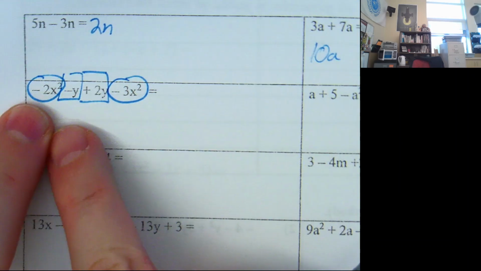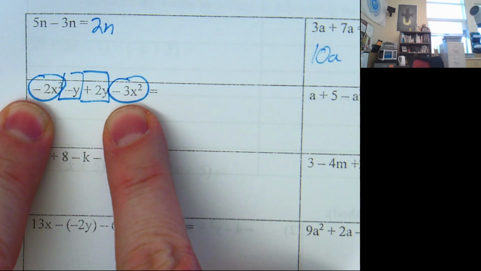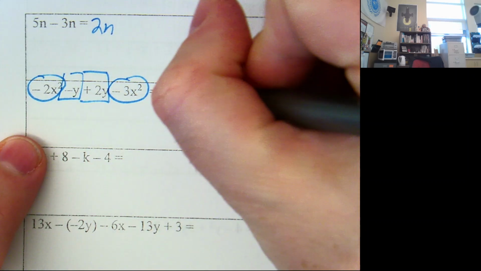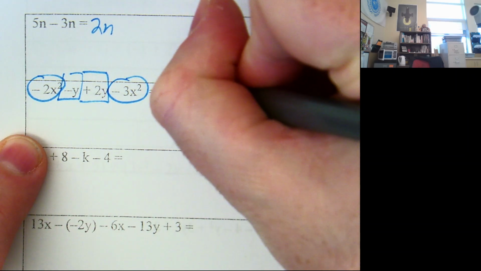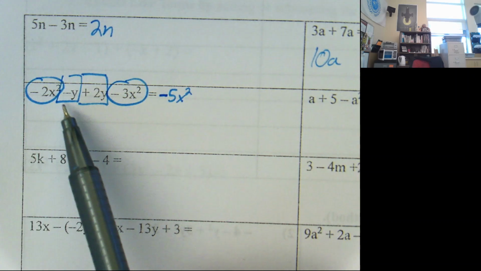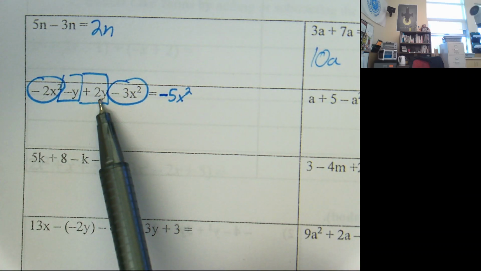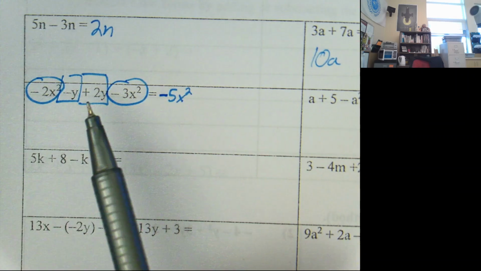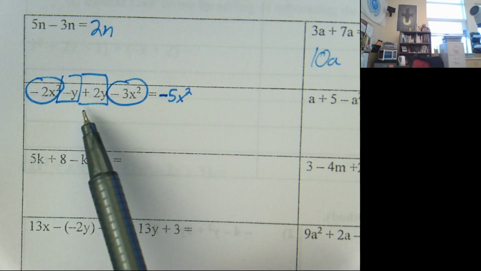I have negative 2x squared minus 3x squared. Negative 2 minus 3 is negative 5. Negative 5 what? Nope, negative 5x squareds. And now I've got negative what? If there's no number written, it's a? 1. Correct. So I've got a negative 1 plus 2, which is... Negative 1 plus 2 is positive 1.